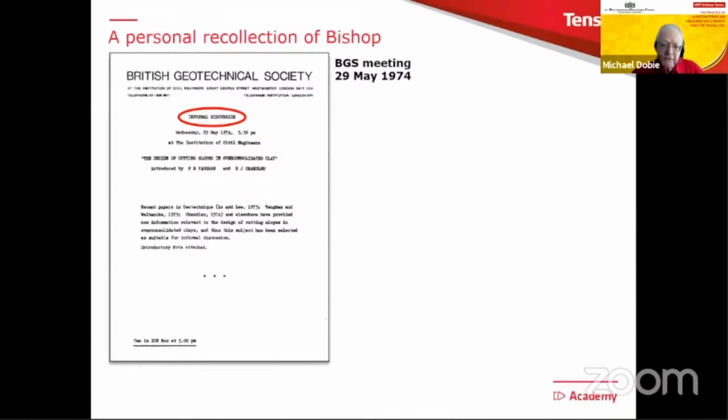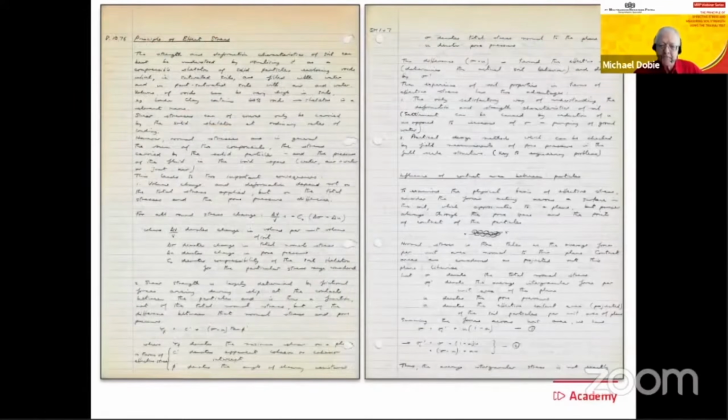And luckily, just over 2 years later, I was at Imperial College and I was listening to Bishop's lectures, which were on a Thursday and Friday afternoon. And here you can see in my handwritten notes, you can just about read it, the principle of effective stress. And this was very much awaited, and I have to say it was a wonderful experience listening to Bishop delivering this kind of information.